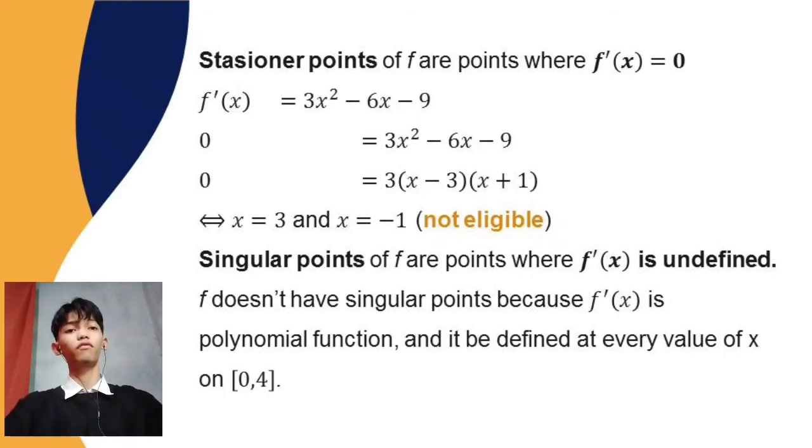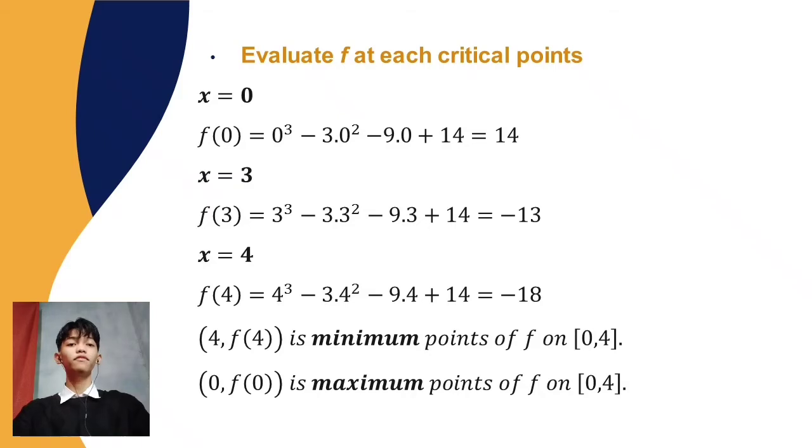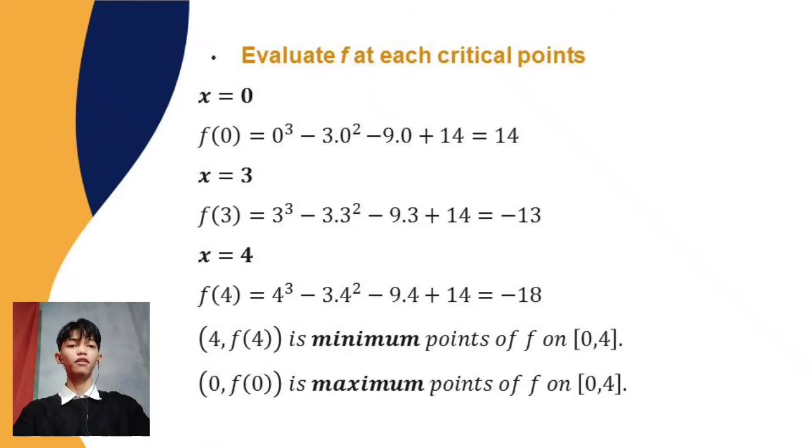And then singular points of f are points where f prime of x is undefined. f doesn't have a singular point because f prime of x is a polynomial function and it is defined at every value of x on the real numbers, especially on the closed interval from 0 to 4. After we get the critical points, the second step is to evaluate the value of f at each critical point.